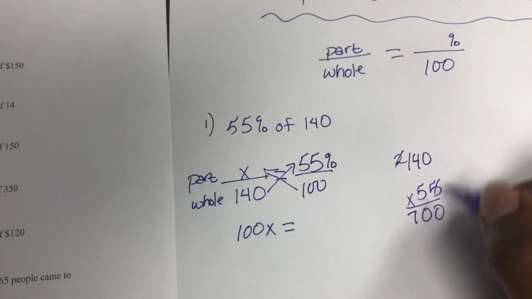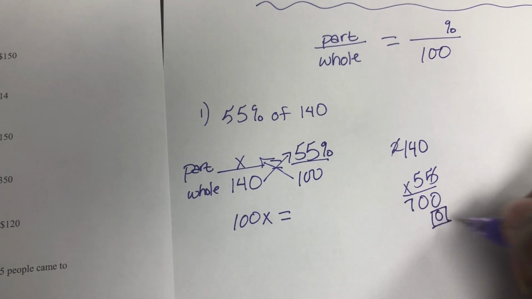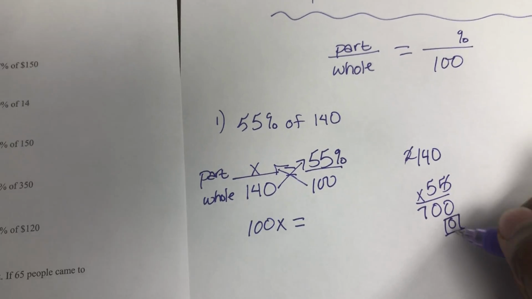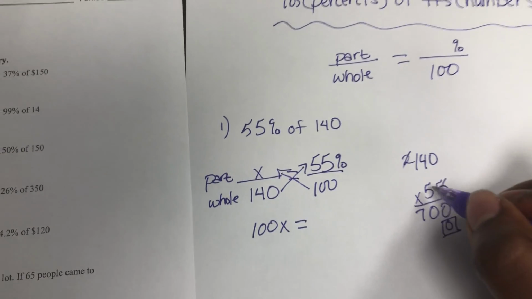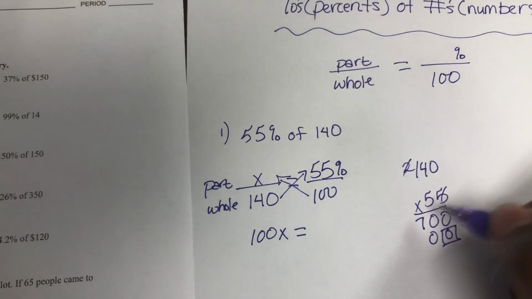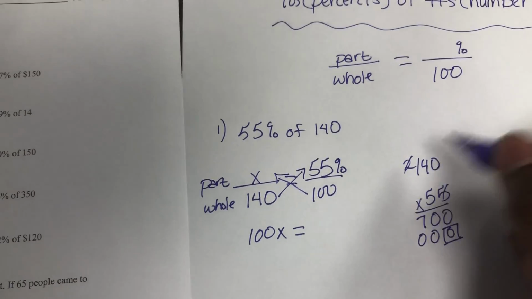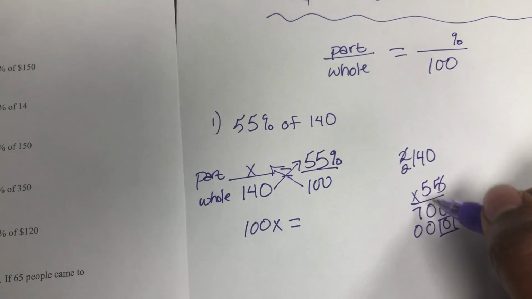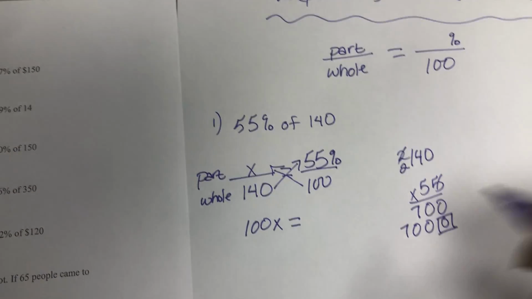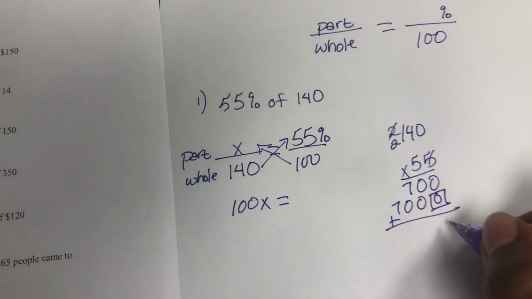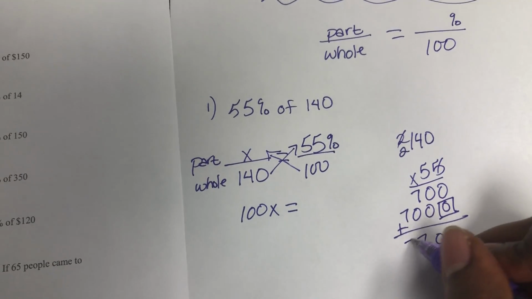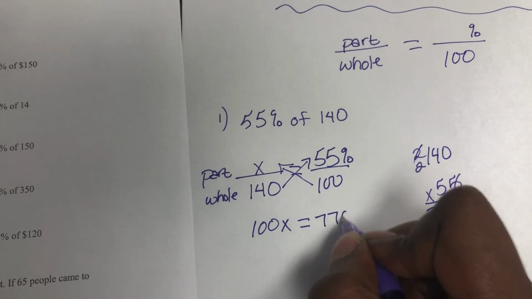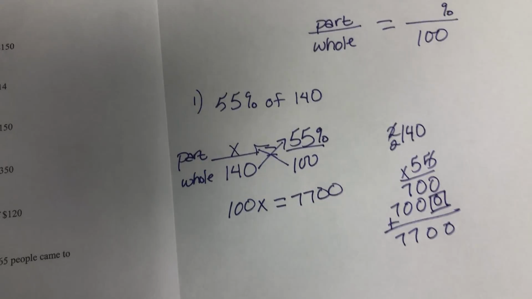Now I'm going to box this in just so we know that this 0 is our placeholder that we always have to do. 5 times 0 is 0. 5 times 4 once again is 20. And then 5 times 1 is 5. Carry the 2, that is 7. So add this. That's what we have right here.